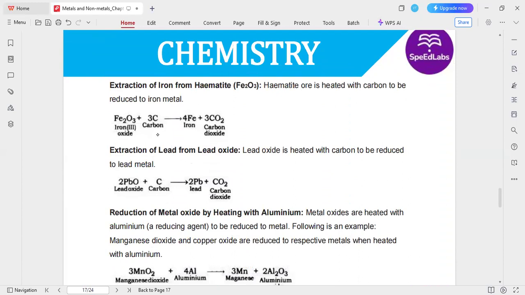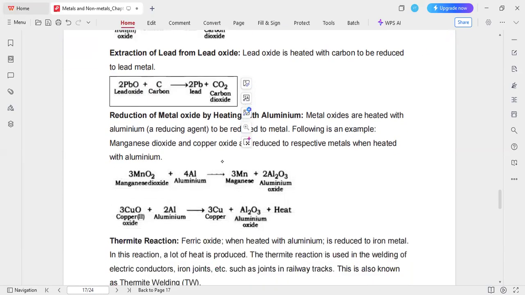Next, extraction of iron. Iron ore is what? Hematite, Fe2O3. So we are heating with coke actually, and you will get iron. Yes or no? Extraction of lead oxide is there. So you are heating with coke, and we'll get lead. Yes or no?